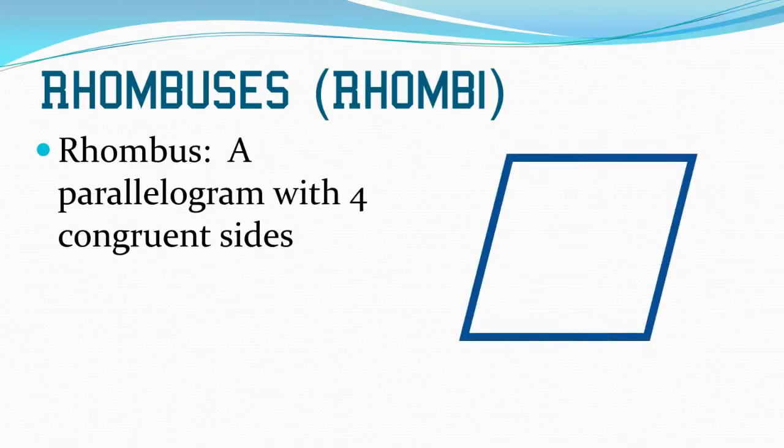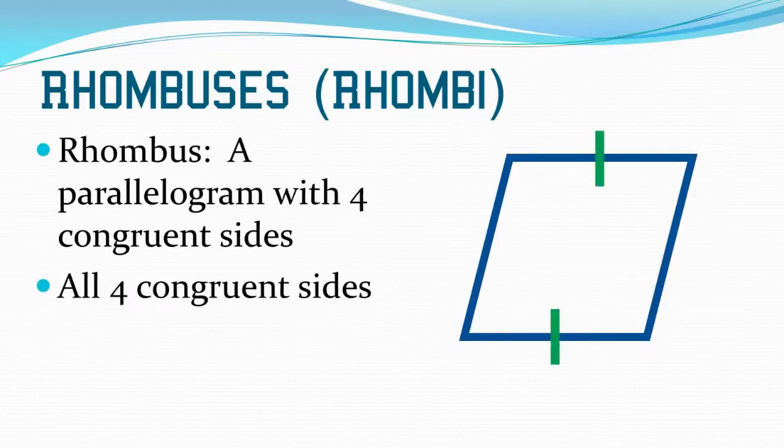So we have 4 sides, which means it's a quadrilateral. All 4 sides are congruent. So that means opposite pairs are congruent. It still meets the requirements of a parallelogram, but it's more specific.